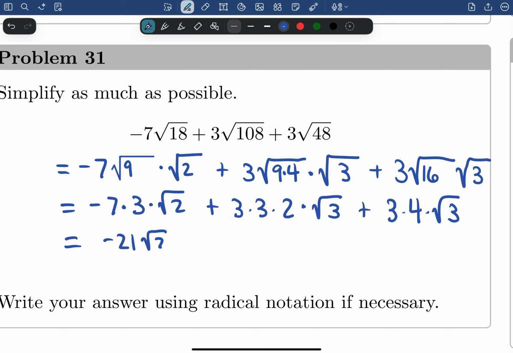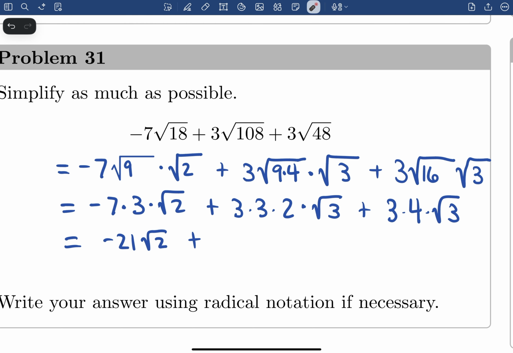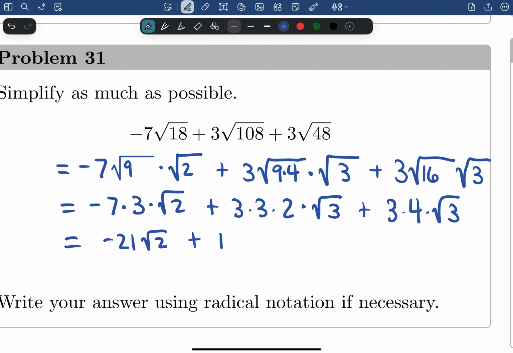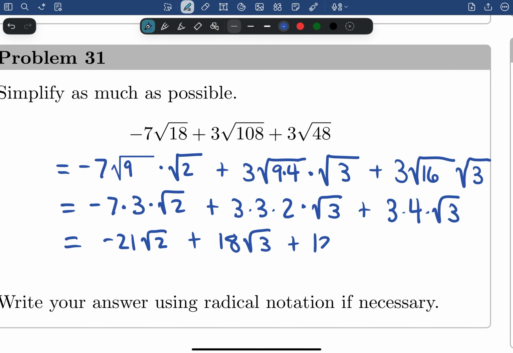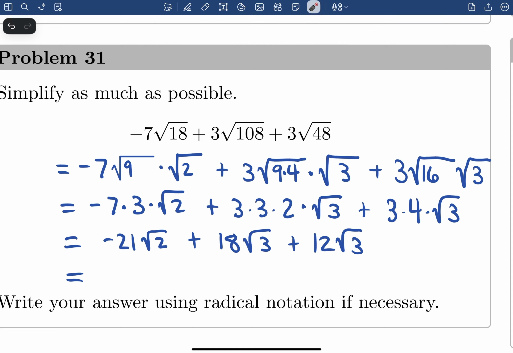And that's multiplied with the square root of 2. Plus, well, 3 times 3 is 9, times 2 is 18, which is multiplied with the square root of 3, plus 3 times 4, which is 12, times the square root of 3. And lastly, I see that these are like radicals. This one's not a like radical because it doesn't have the same radicand of 3. It has a 2 in it.